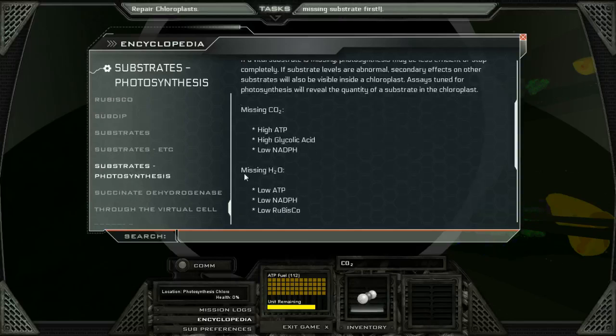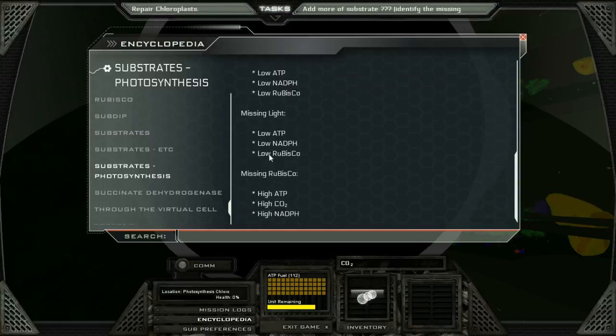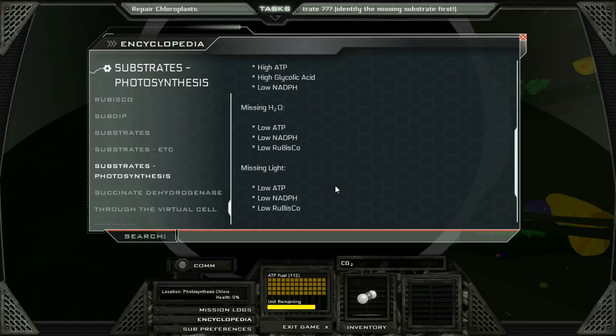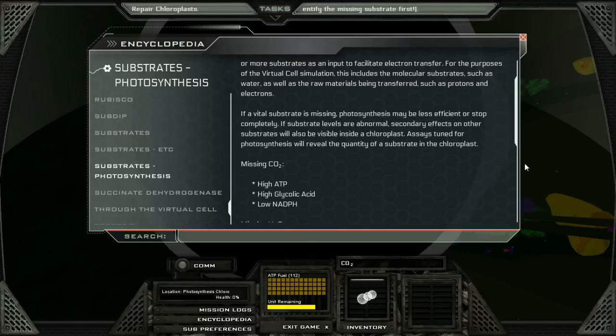We have a normal amount of H2O, so it's probably not that. But if we are low on CO2, it could be we're low on CO2. And that might be the only test we need here. Missing Rubisco would mean we have too much CO2. So I bet we can make this chloroplast healthier by putting some CO2 in.